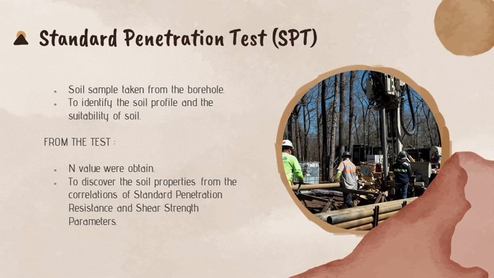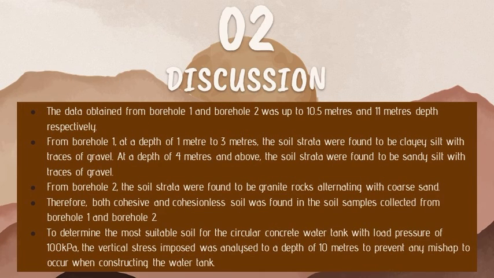By drilling the boreholes at the specific site, we will be able to conduct the standard penetration test, otherwise known as SPT. In this test, the soil sample is taken from the borehole and is used to identify the soil profile and the suitability of soil. From this test, we will obtain the N value of the SPT test, which is known as the number of blows for the test drive phase, and it is used to discover the soil properties from the correlations of standard penetration resistance and shear strength parameters. Now I will present the discussions that were brought up for this mini project.